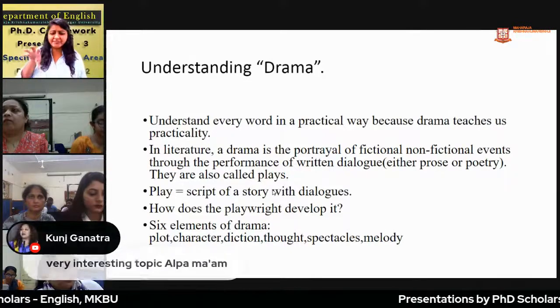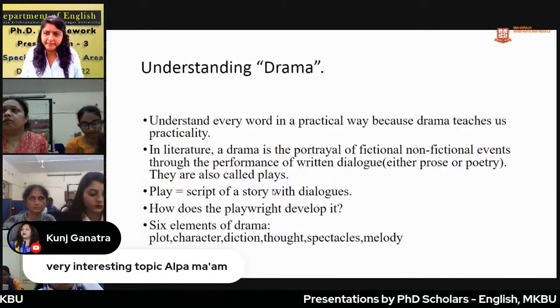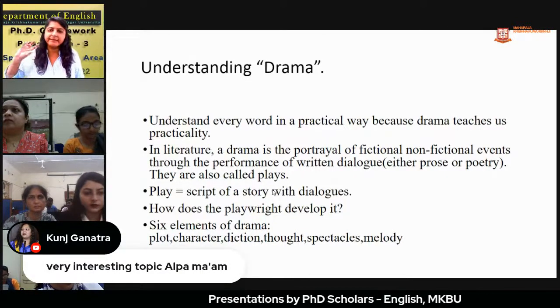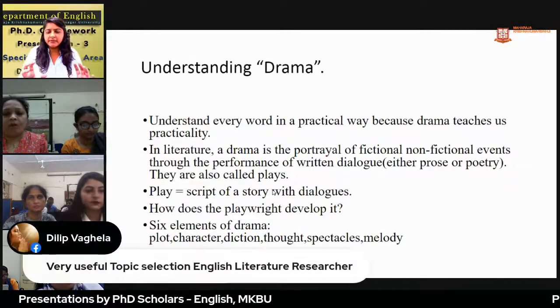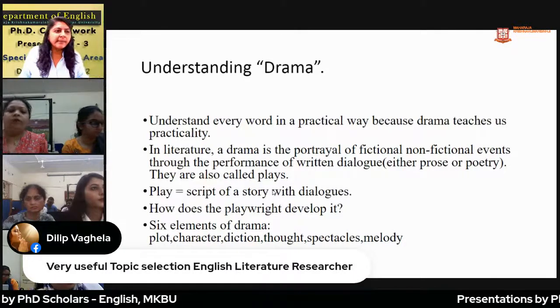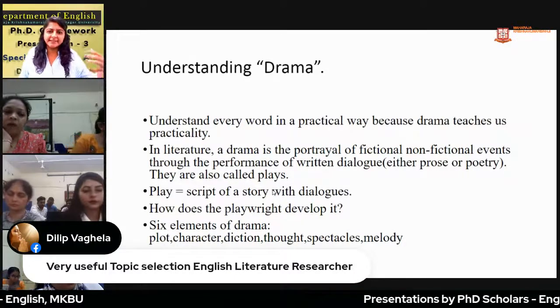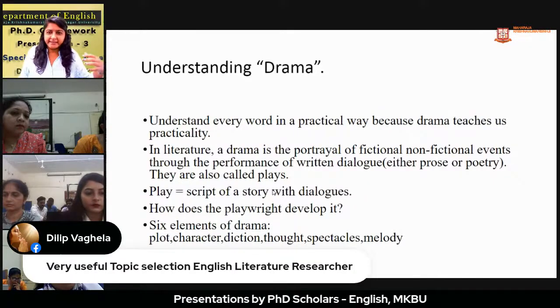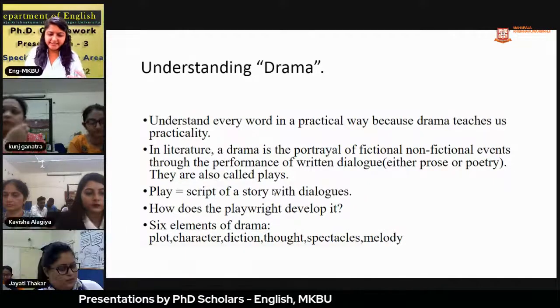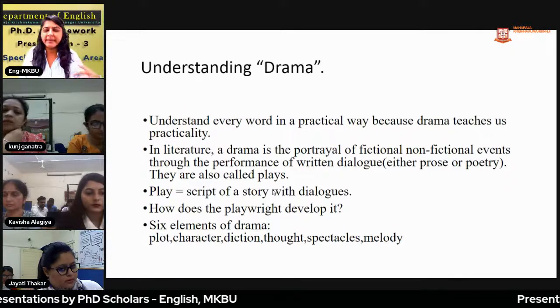So how does the playwright develop a drama? If we are introducing drama in the drama class, we have to focus on how the playwright is developing the drama. There are six main elements that we studied in masters, given by Aristotle: plot, character, diction, thought, spectacle, melody.